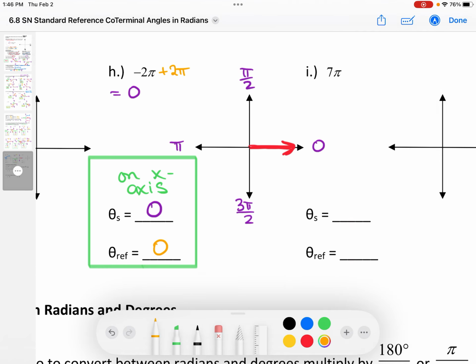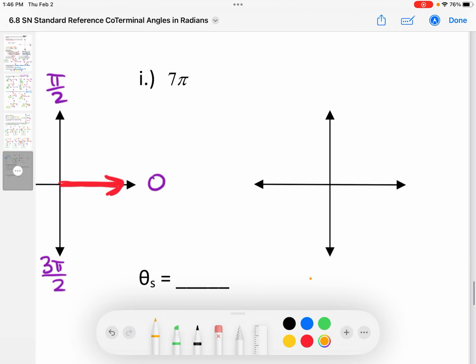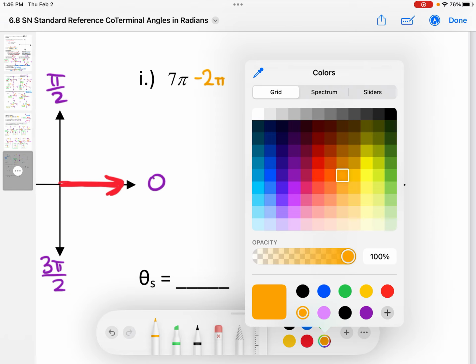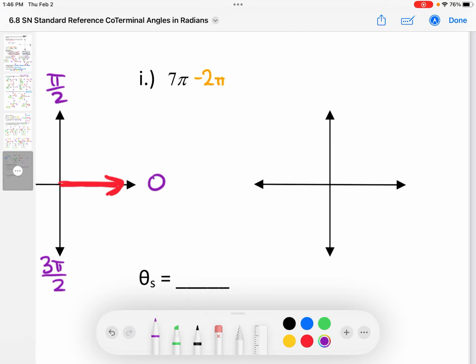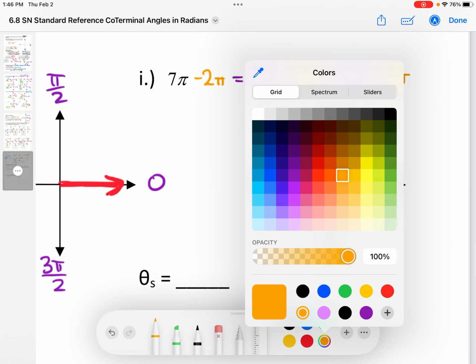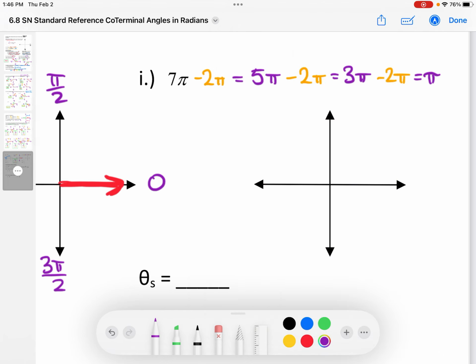Let's look at I. 7 pi is bigger than 2 pi, so we need to subtract 2 pi until we get something that is between 0 and 2 pi. So that gives us 5 pi. That's still bigger than 2 pi. So we'll subtract again, and that gives us 3 pi, which one more time is still too big. So we'll subtract 2 pi, and that gives us pi. Okay. As long as you're subtracting a multiple of 2 pi, you can jump straight to subtracting 6 pi. If you see that quickly, don't worry about it.